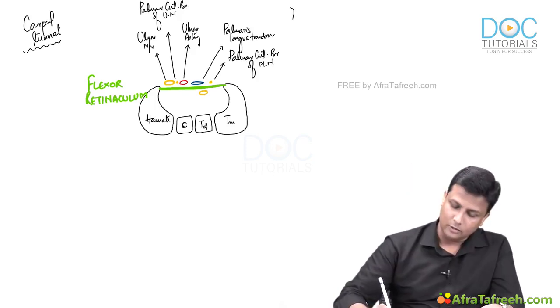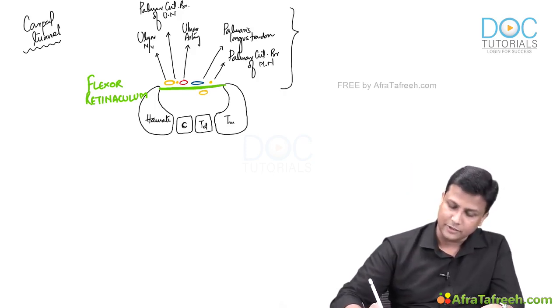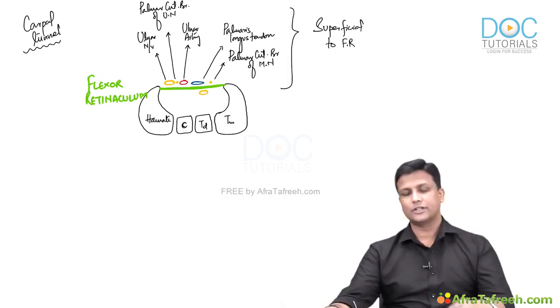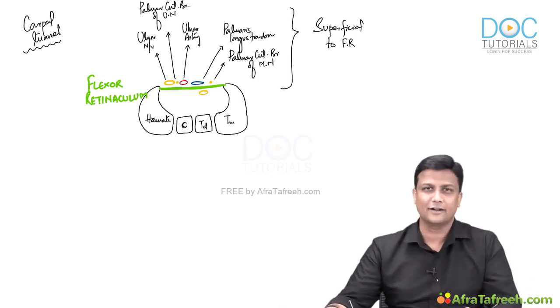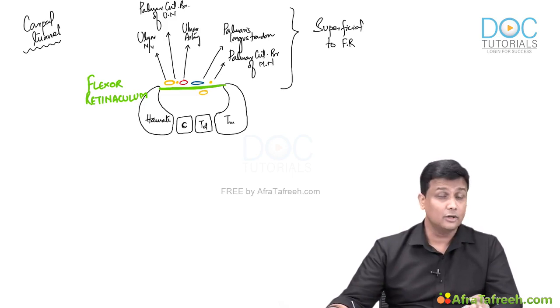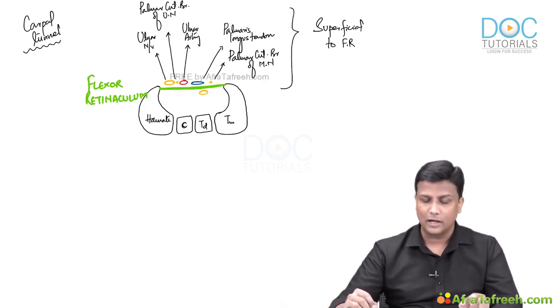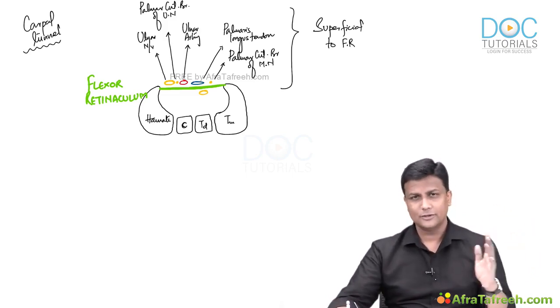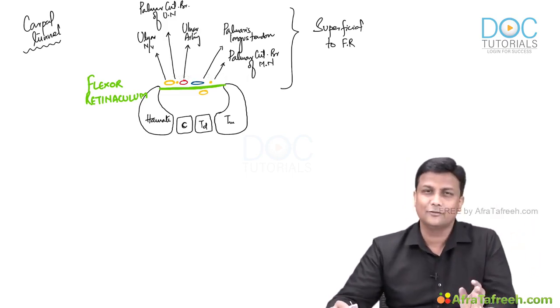And all these are the structures which are going to pass superficial to flexor retinaculum. All those are the structures passing superficial to flexor retinaculum. Don't make it like a paragraph, don't make it like a list, no mnemonics, nothing. Try to apply the concept, okay. And all this has been already completed in the previous topics. So if you learn all these topics, this will become like damn easy for you guys.